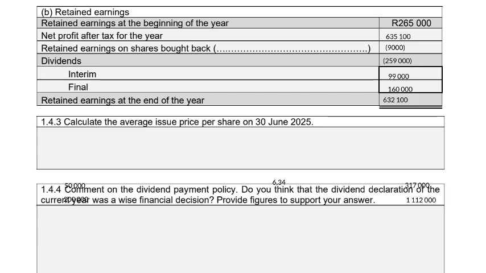1.4.3, calculate the average issue price per share on 30 June 2025. So you would take your ordinary share capital at the end of the year and divide by the ordinary shares at the end of the year. So to do this calculation, we will take 1,112,000 Rand and we will divide by 200,000 ordinary shares. And that gives us 5 Rand 56 cents per share.